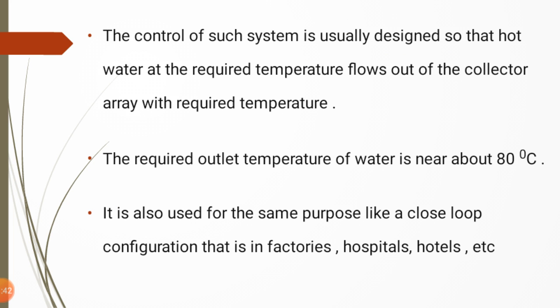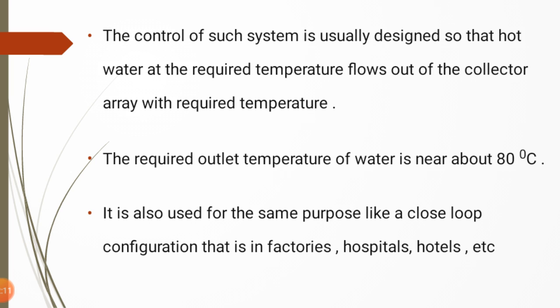The control of such a system is usually designed so that hot water at the required temperature flows out of the collector array. In order to obtain the required temperature, this type of system is used. That means this type of system is generally used for industrial purposes, and if we want to obtain the required temperature, this type of configuration, that is the open loop configuration, is used.